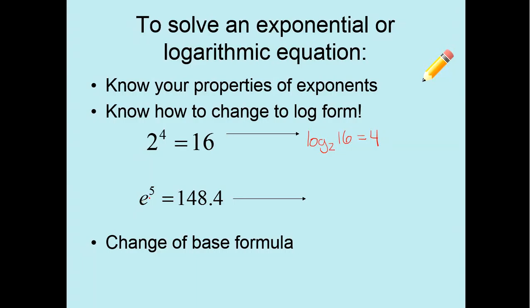Same thing when you have e to the 5th equals 148.4, you knew that that would be log base e, which remember was ln, of 148.4, and that's going to be equal to 5. So that's something to be aware of. Make sure you know how to convert that, because if you don't, this is going to be a very difficult section for you. And then also the change of base formula, so you can actually evaluate logs in our calculator if you do not have a fancy one.